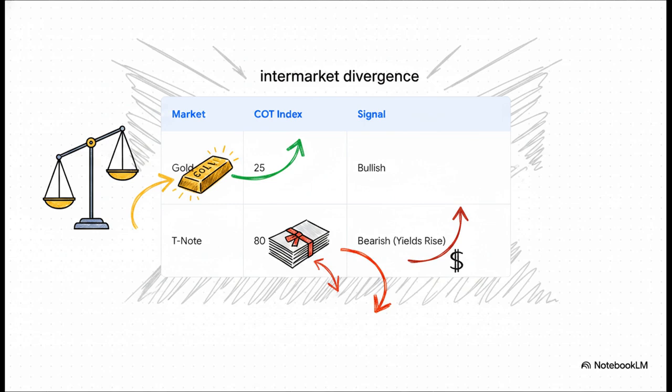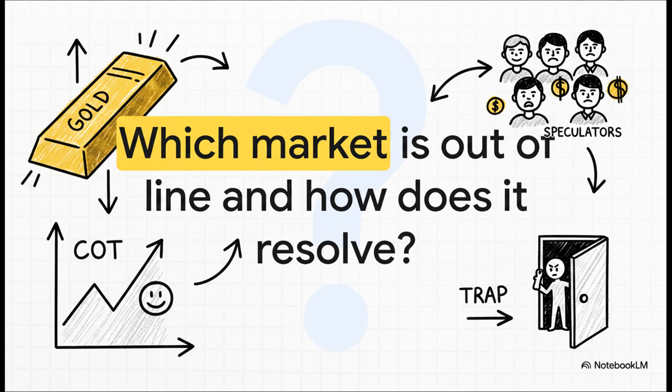But wait, look over at the secondary data. The 10-year T-note COTI index is up at 80. Bonds are extremely overbought, which means bond prices are set to fall, meaning yields are set to rise. So here is the million-dollar question for you. Which market is actually telling the truth? We know for a fact that rising yields suppress gold, but the gold COT is just screaming this bullish buy signal. So which group of speculators is completely out of line here, and who is about to get trapped?